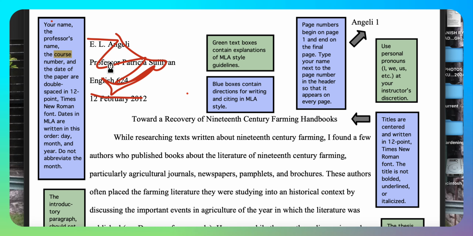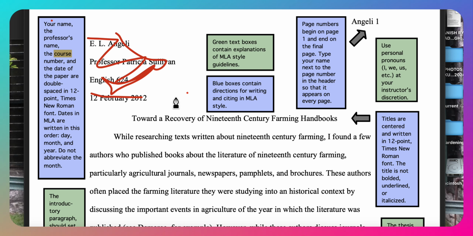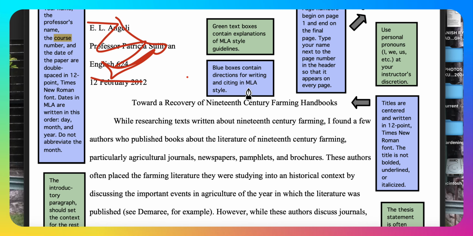Where you're going to see red squiggles are things that you can ignore. For instance, my formatting instructions don't say any of this stuff. Your time and date stamp is already on your document anyway, so that's fine. All right, as it explains here, the green text boxes contain explanations of MLA style guidelines.